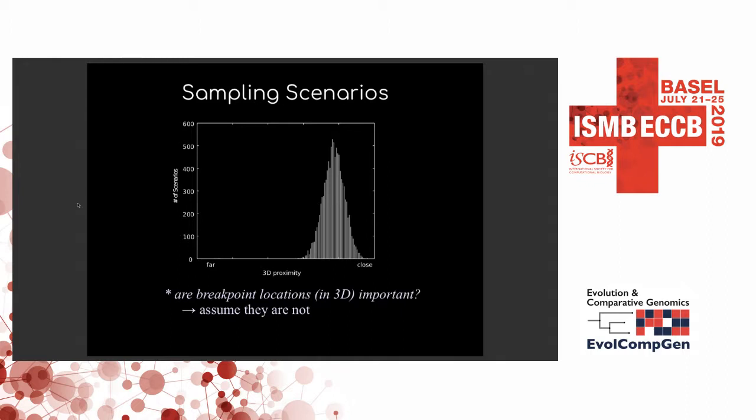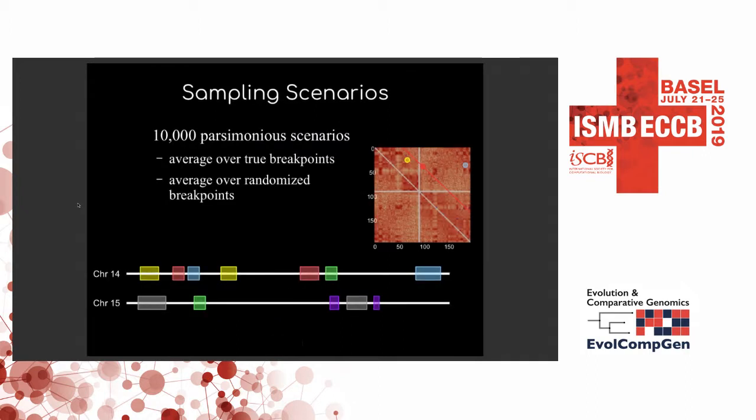So the question is, how interesting is this distribution? Well, let's maybe assume that the breakpoint locations are not important for a second in terms of 3D space, okay? So let's randomize these scenarios in some way. So how do we randomize this scenario?